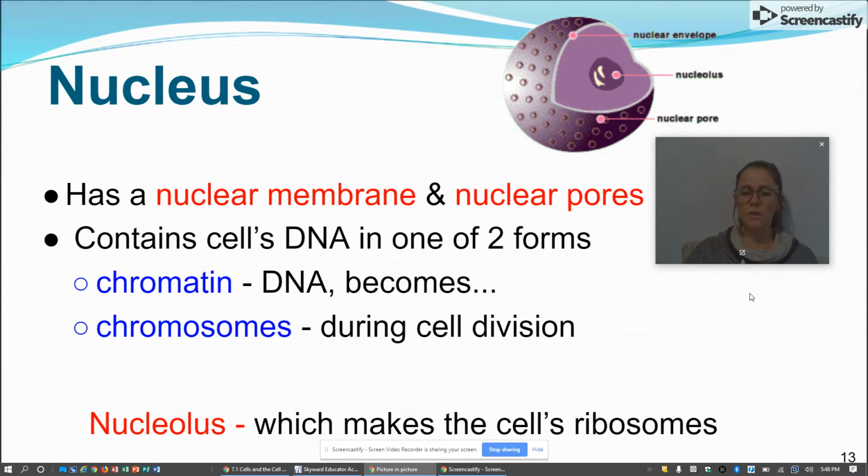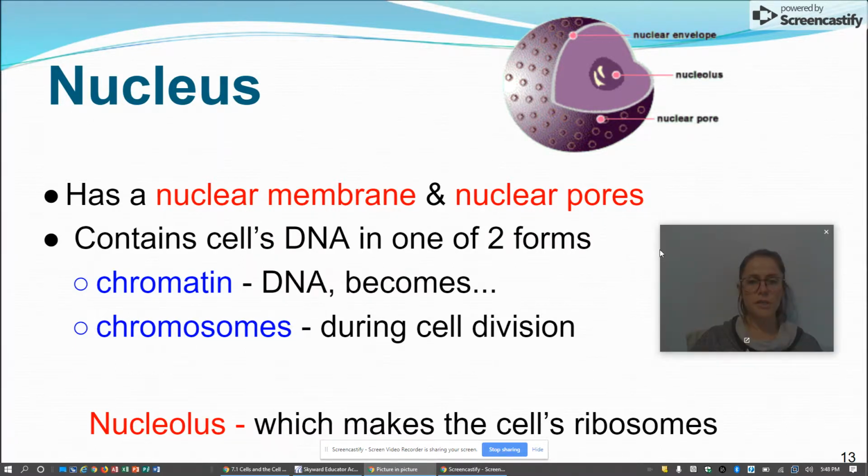So our first organelle we'll talk about is the nucleus. Now, the nucleus basically is your control center of the cell because it contains all of the genetic information, and that genetic information is your DNA. Now, DNA can be found in two different forms. It can be found in chromatin when it's not dividing, and then when the cell goes to divide, that chromatin is going to scrunch up and turn into chromosomes. And so, again, the nucleus houses the DNA.